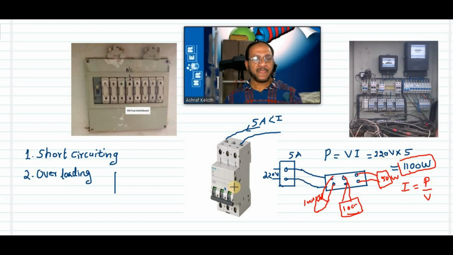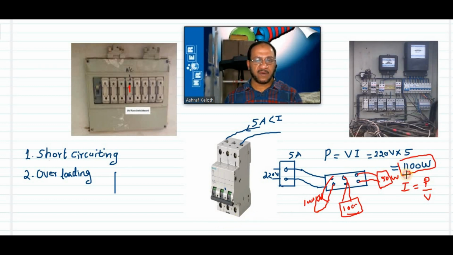At that time, the fuse wire must melt. The fuse wire should melt and break the circuit, or the circuit breaker should switch off. Overloading means connecting too many devices in the same line so that the total power exceeds the maximum allowed power or power rating of the circuit. That is called overloading. Sir, if it is 1100 watt, then what will happen?